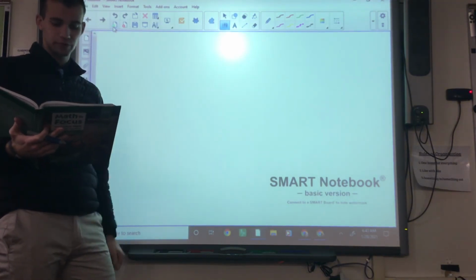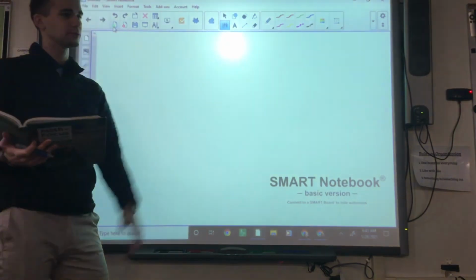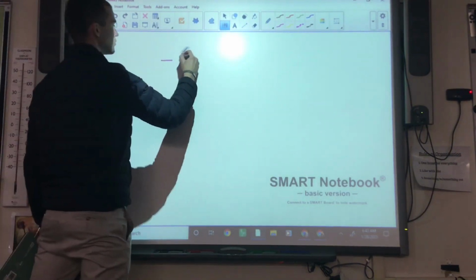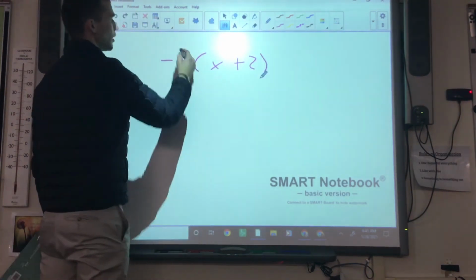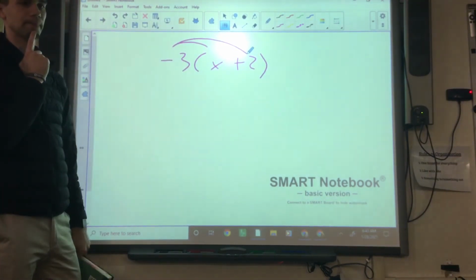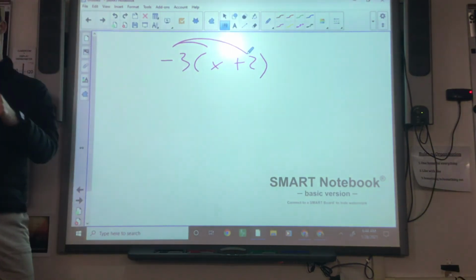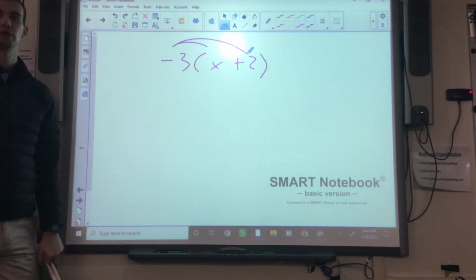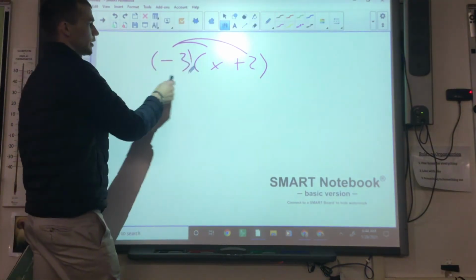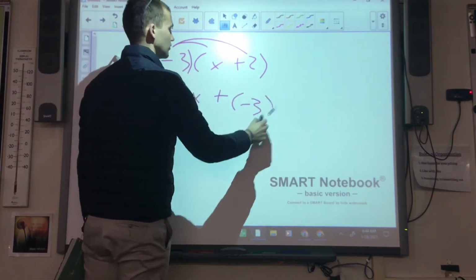All right, midway through page 156, we've got expanding algebraic expressions with negative factors. So your favorite, we had decimals with negatives, now we've got more negatives here. Negative 3 times the quantity x plus 2. We're going to do this again. What's one thing you want to be careful of here? Don't forget the... the negative right here. So negative 3 times x plus negative 3 times 2.